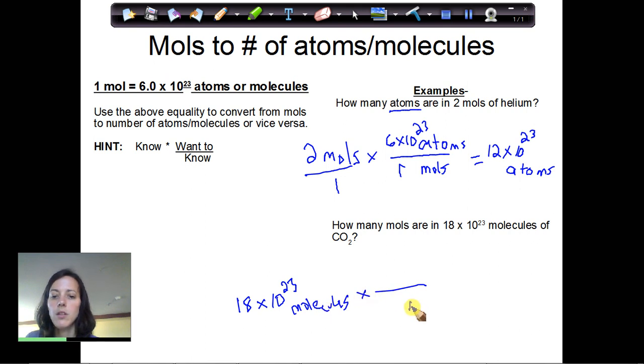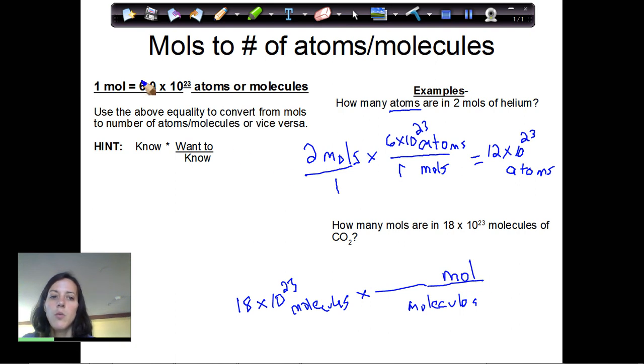So we know molecules. And a common mistake people tend to confuse themselves is abbreviating molecules as mole. A mole is 6 times 10 to the 23rd of anything, whereas a molecule is a very, very, very small basic unit of any substance. Molecules are what we know. Molecules go on the bottom. And we are looking for moles. So moles are what we want. They go on the top.